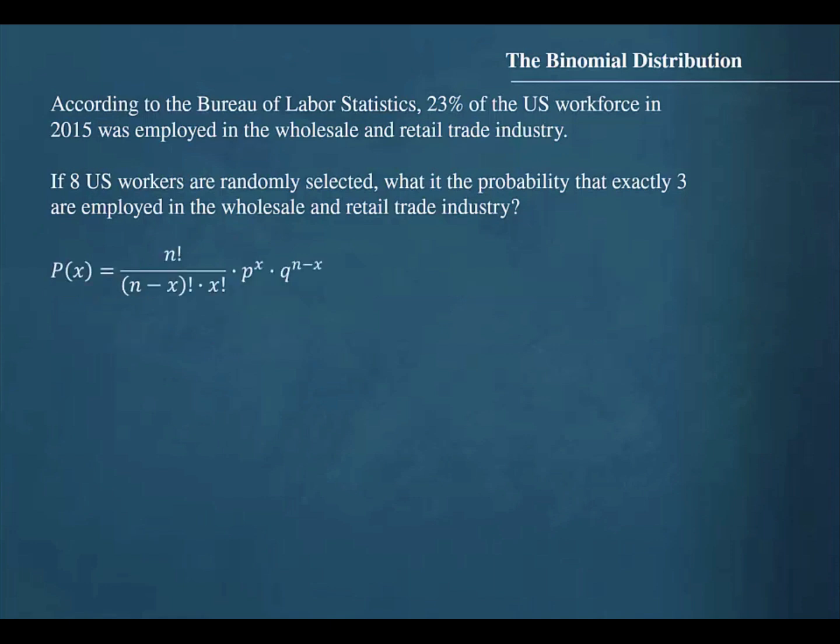Since we have determined that the criteria for a binomial experiment are satisfied, we can use the formula for calculating a binomial probability to find this probability. So we will substitute 8 for n, 3 for x, and 0.23 for p, with 0.77 for q. So the probability that exactly 3 out of the 8 randomly selected U.S. workers in 2015 would be employed in the wholesale and retail trade industry would be 0.1844.